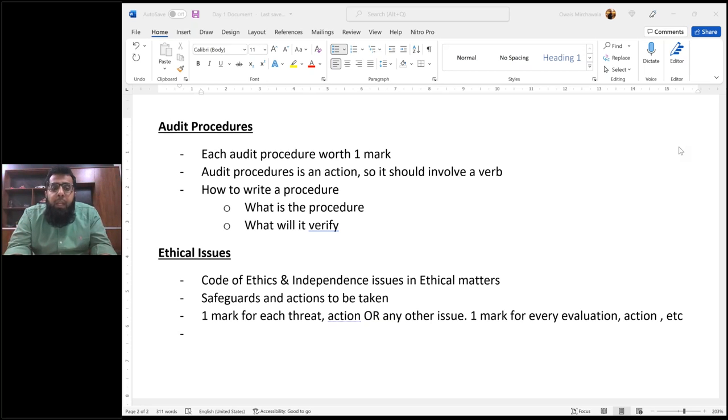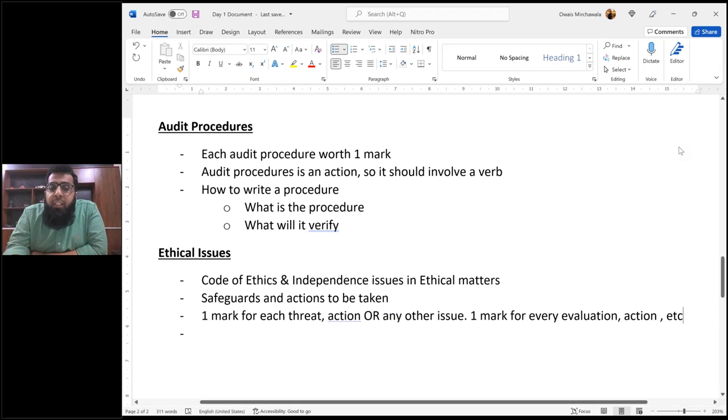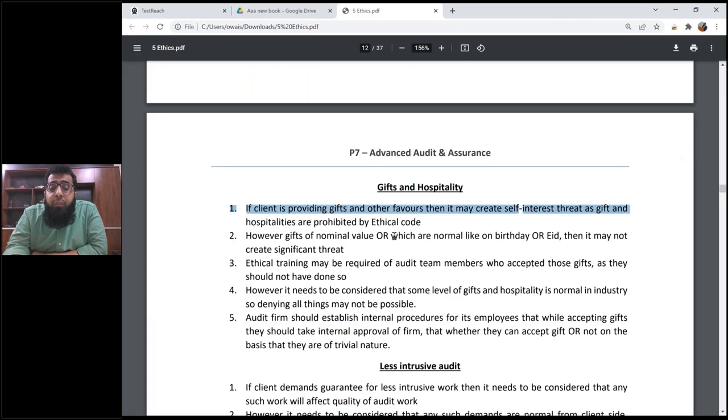Okay, for example, if there is a situation of gift and hospitality, you can write that if the client is providing gifts and other favors, then it may create a self-interest threat. Then we will consider whether the gifts are of nominal value or of big value. You will consider what the event of the gift is, whether it was gifted in a normal situation or whether there was some abnormal circumstance. Like for example, if there is a birthday and someone gives you a small pen or something like that, then there is not an issue.